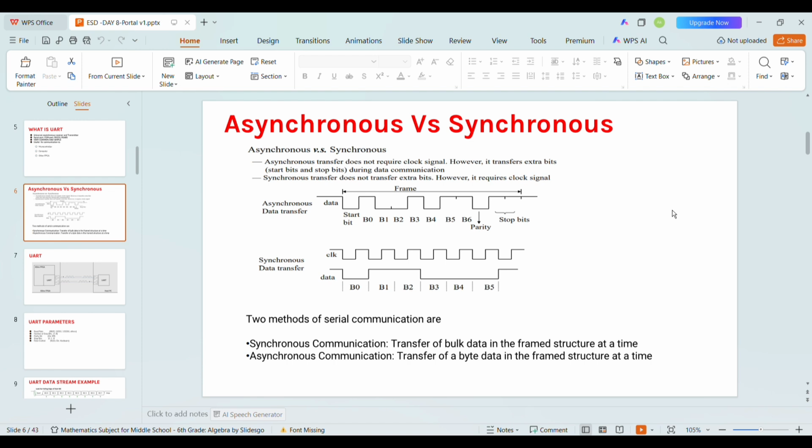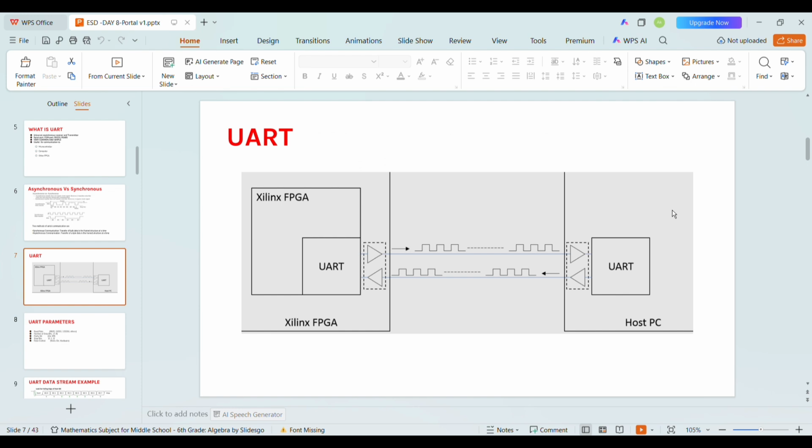Moving on, let us see how the microcontroller and a host PC communicate using this UART method. As we can see, on our left we have a microcontroller, and on our right there is a host PC. Between them, the transmitter of the UART of the microcontroller is connected with the receiver of the UART of the PC, and vice versa. The transmitter of the PC is connected with the receiver of the microcontroller. Here we can see how the data is transmitted.